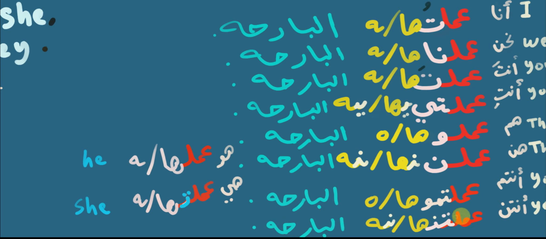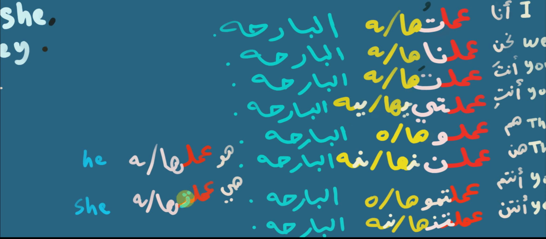عملتنها البارحة. عملتنه البارحة. For he, هو here, you say عملها البارحة or عمله البارحة. Here, which is she did it yesterday. عملتها. Notice this emphasis on the ta. Recognize the ta in here and the ta in there and the ta in there at the end. These short vowel movements make the difference.